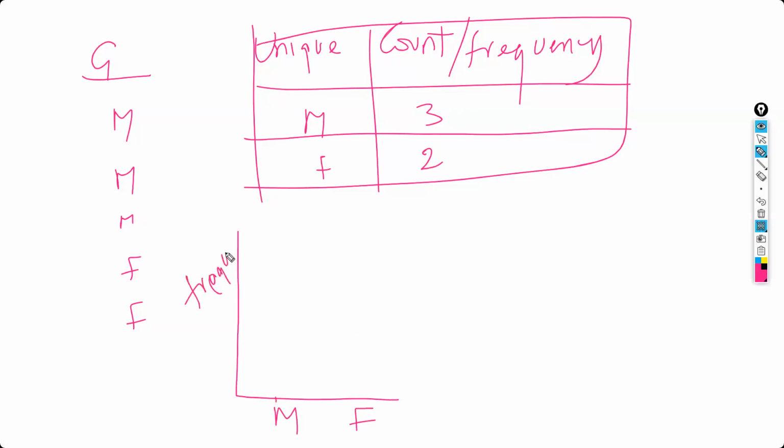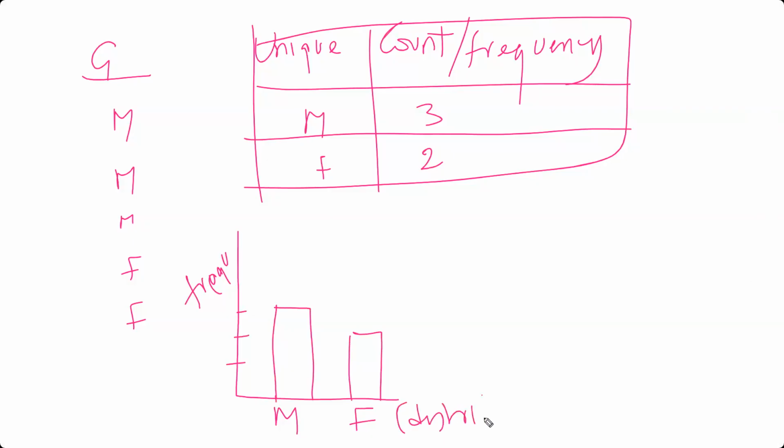That is males. How many males are there? 3 are there. 1, 2, 3. With a height of 3, I am going to draw 1 bar. With a height of 2, I will draw 1 more bar. And this is called as frequency distribution. X-axis is distribution. Y-axis is frequency. If you combine both of them, it is called as frequency distribution. This is frequency table. This is frequency distribution.